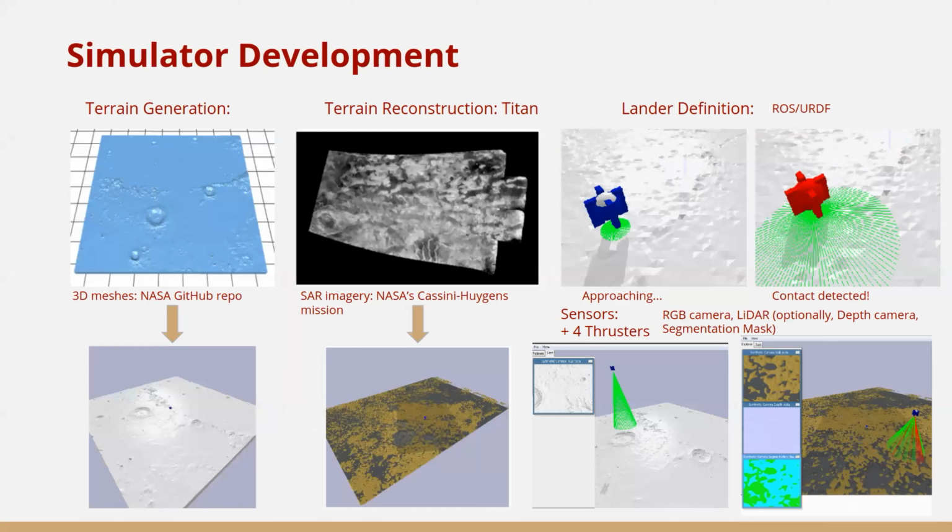To develop the simulator, we start from terrain generation, where available, such as for lunar and Mars environments, we utilize 3D meshes available on the official NASA GitHub repository. For Titan, since such meshes are not available, we reconstruct the terrain starting from images retrieved by NASA's Cassini-Huygens mission. We then define the lander in the ROS URDF framework, and we provide it with four thrusters for control, the camera, and a LiDAR sensor. Optionally, also a depth camera and a segmentation mask can be utilized.